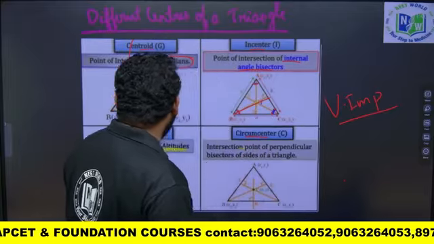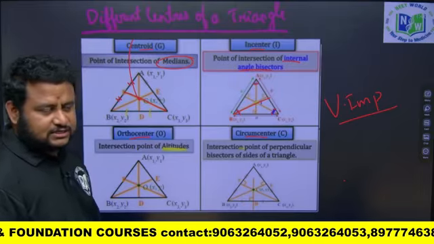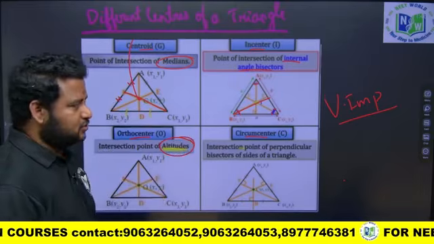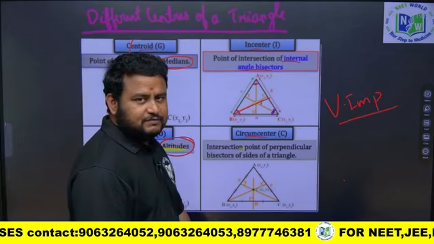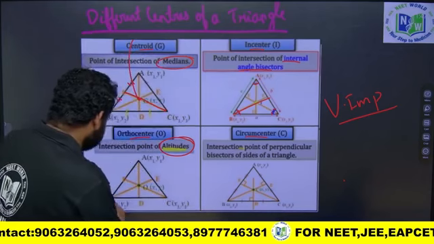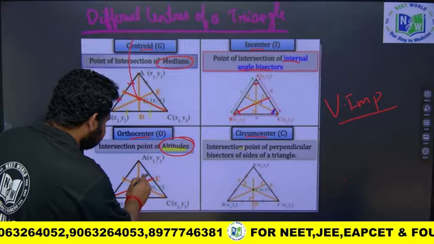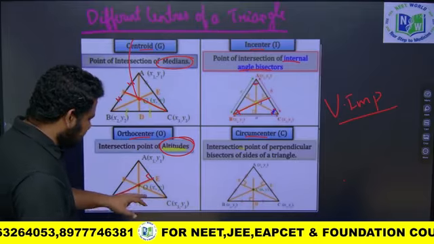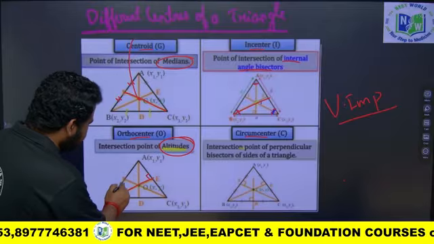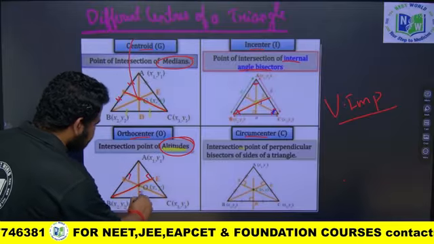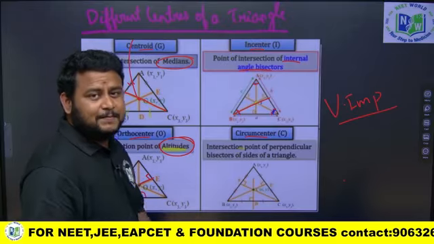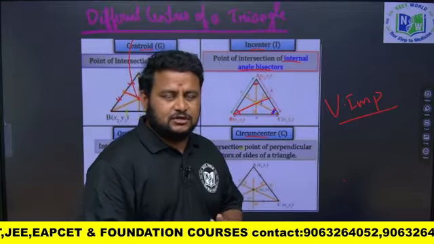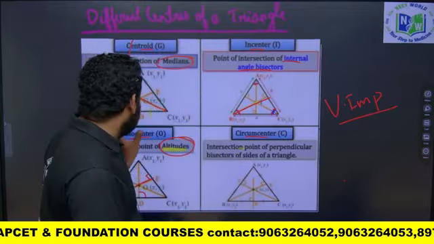Now coming to orthocenter. It is the point of intersection of altitudes. Altitudes means a line segment which is perpendicular to another line segment. Suppose I draw a line segment from here to here. This line segment BE is perpendicular to AC, this line segment CF is perpendicular to AB, and this line segment AD is perpendicular to BC. These are all perpendicular. The point of intersection of the altitudes is called the orthocenter.